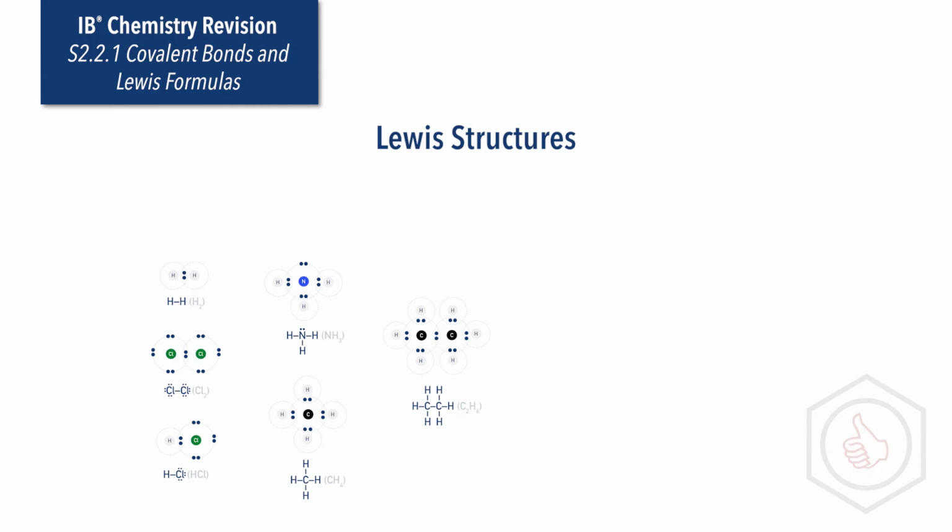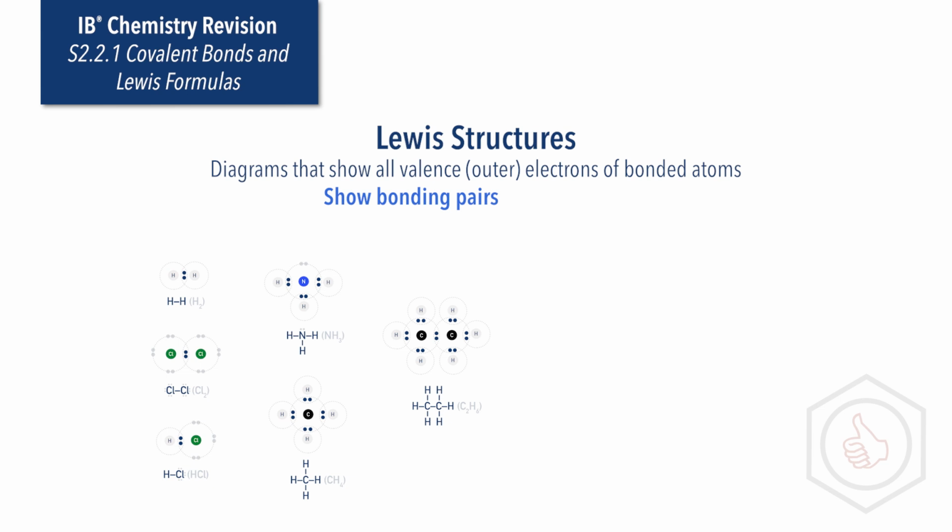Lewis structures are diagrams used to show how electrons are involved in the bonding between atoms. They show all valence, so outer, electrons of bonded atoms, including bonding pairs, so electrons between atoms, and lone pairs, so outer electrons on a single atom that aren't involved in bonding. The electrons are represented as dots.